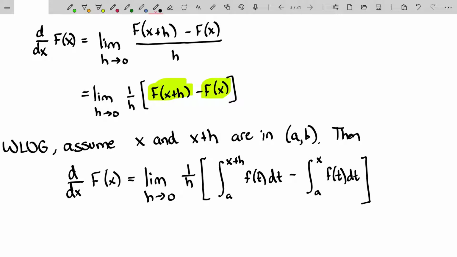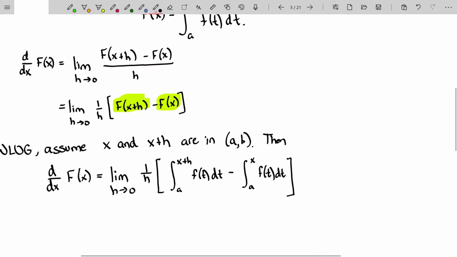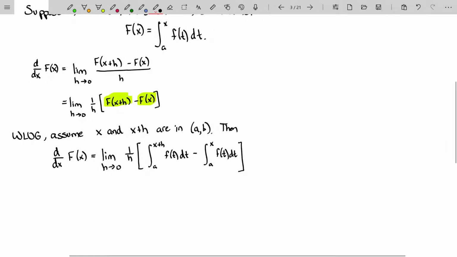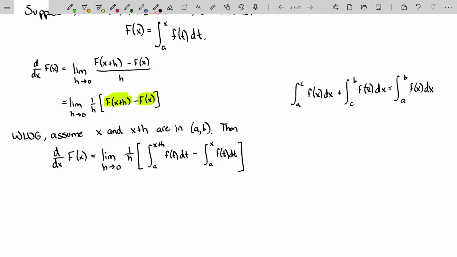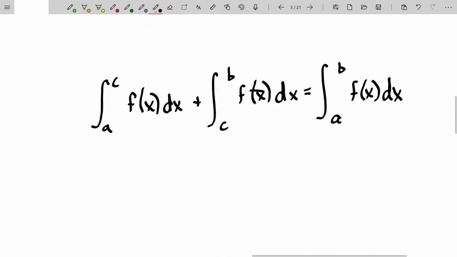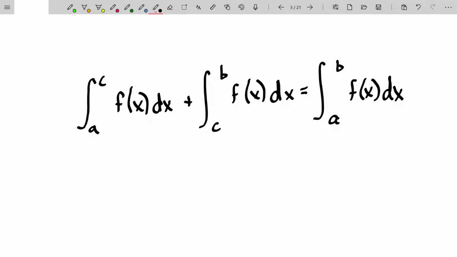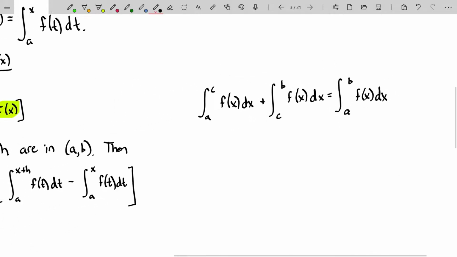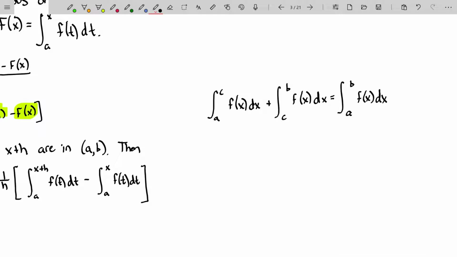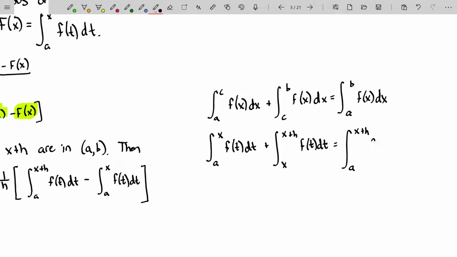Now, remember, we have recently gone through some properties of definite integrals. One of those properties is a summation property, where you can split apart definite integrals. So we are going to go ahead and split apart that integral. We could say that the integral from a to x of f of t dt plus the integral from x to x plus h of f of t dt is the same thing as the integral from a all the way to x plus h of f of t dt.